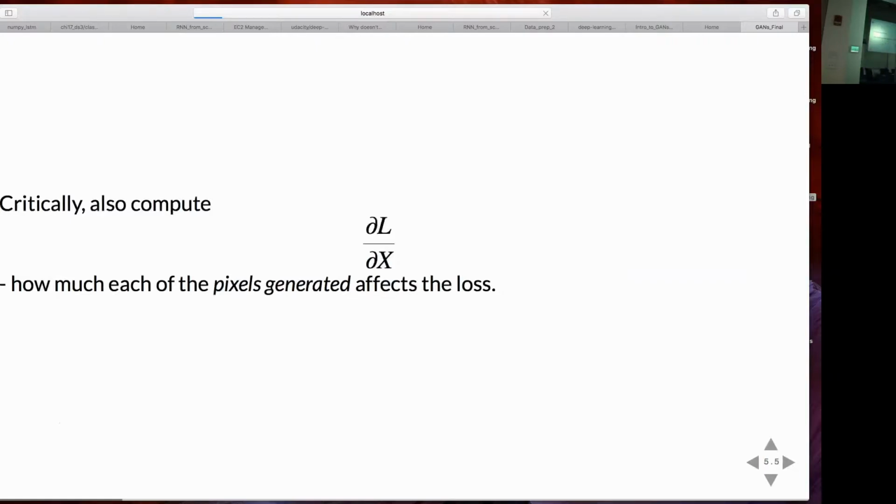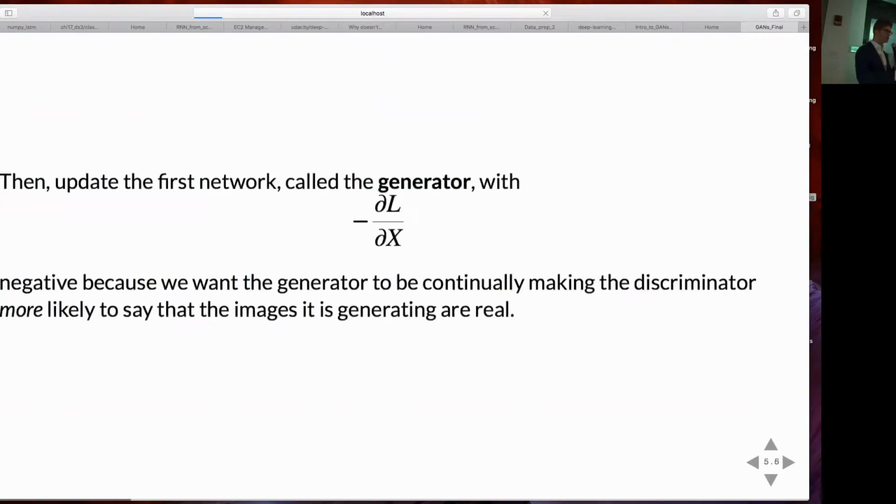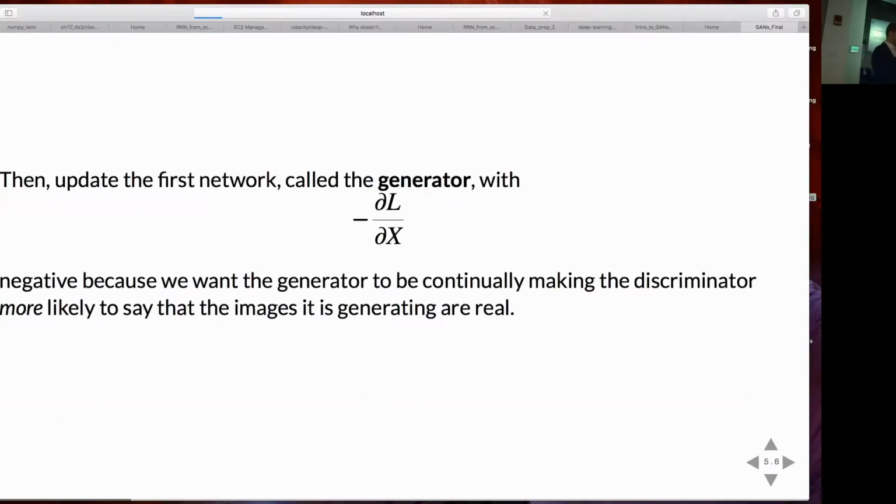Then, and this is where the differentiability of neural networks comes into play, you also compute this quantity, which is how much each of those input pixels that were fed into that second network affected that loss. And then you do this clever trick where you use the inverse of that to train the generator, the network that's generating images. Why do you do that?